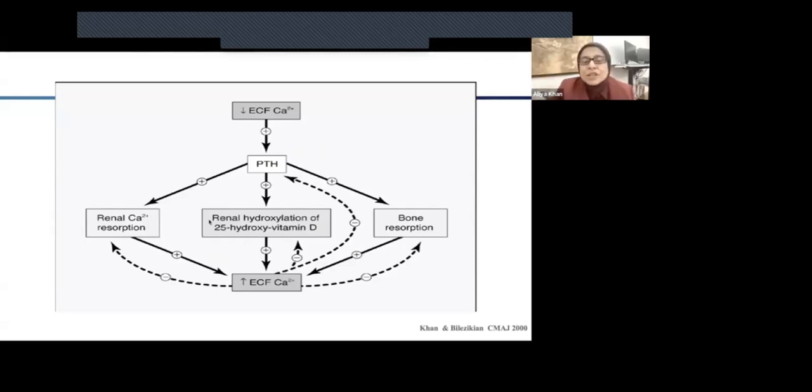And the other effect of PTH is to take 25 hydroxyvitamin D and form active 1,25 dihydroxyvitamin D, which is calcitriol. And calcitriol helps to maximize absorption of calcium and phosphate from the bowel, and it gets calcium and phosphate out of the bone. And so through these mechanisms, PTH is able to reestablish the calcium level. It maintains normal serum calcium and normal phosphate.